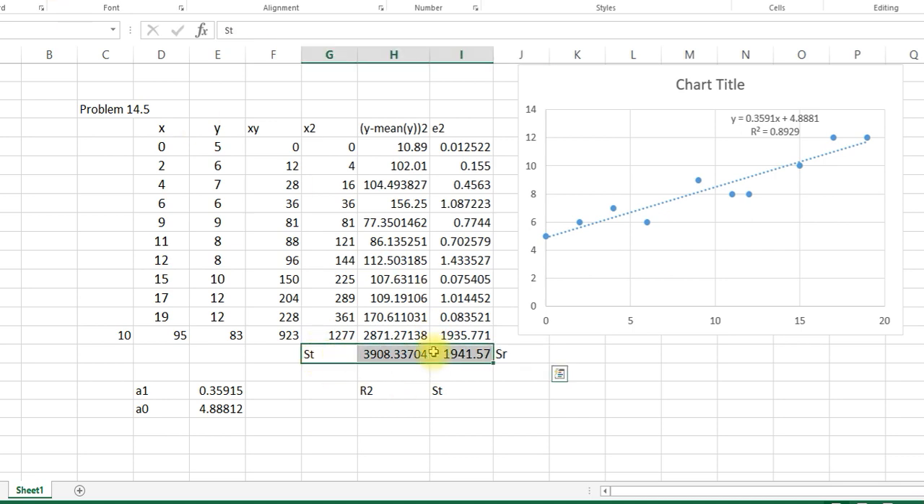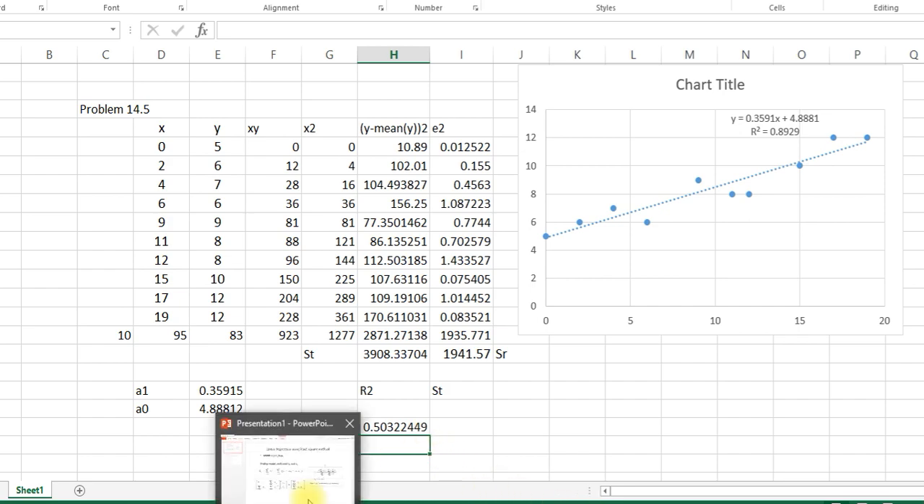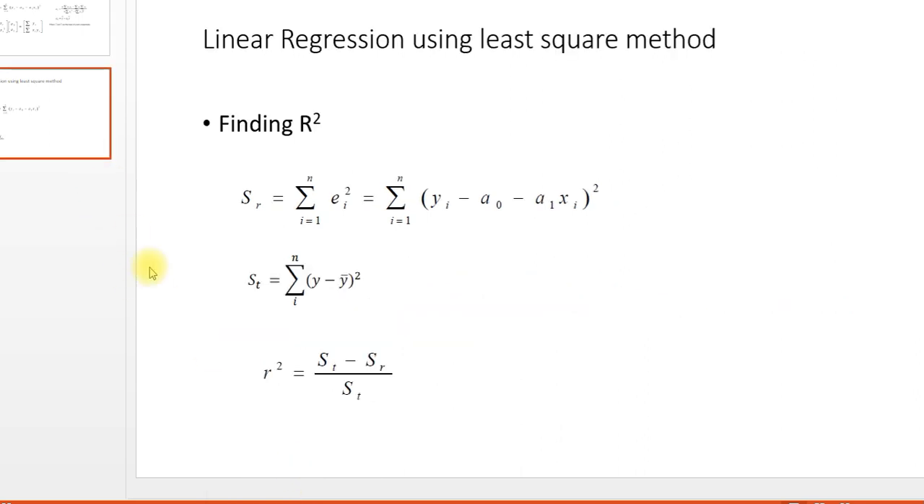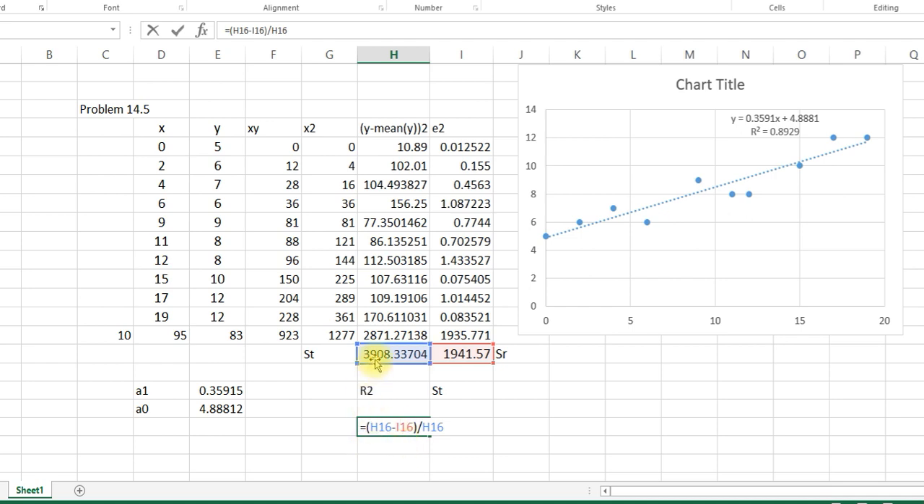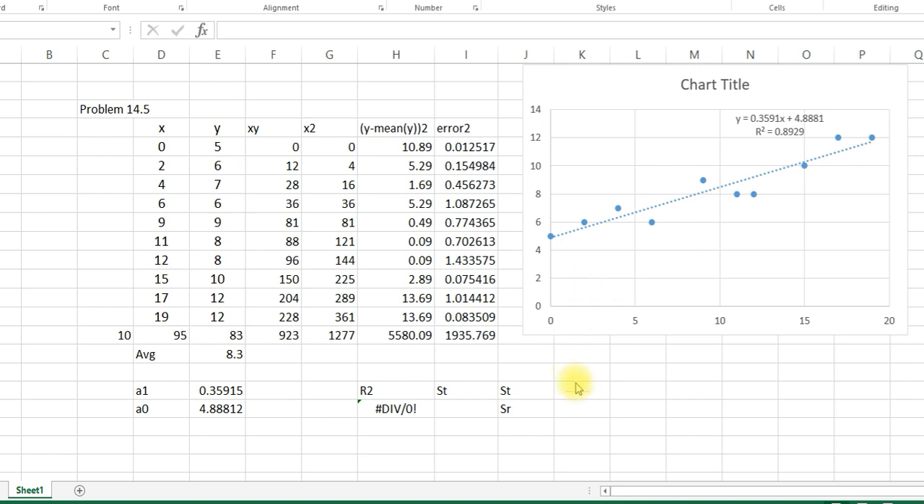These are SR, and these are ST. Now R square is basically ST minus SR divided by ST. Let me check. R square is ST minus SR divided by ST. So now ST minus SR, so is something wrong? Let me check. Okay, let me calculate ST and SR again.